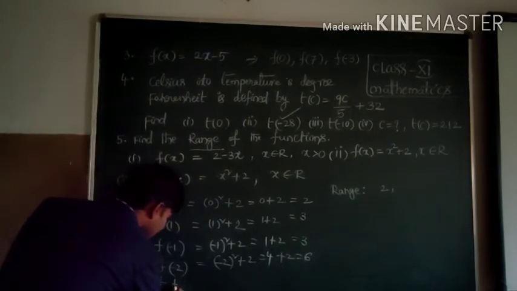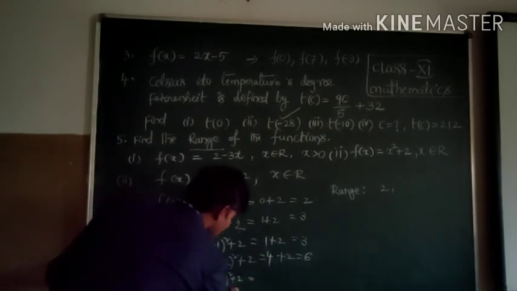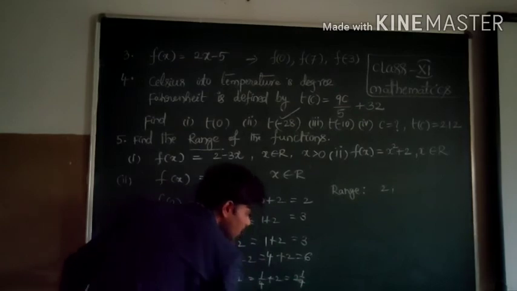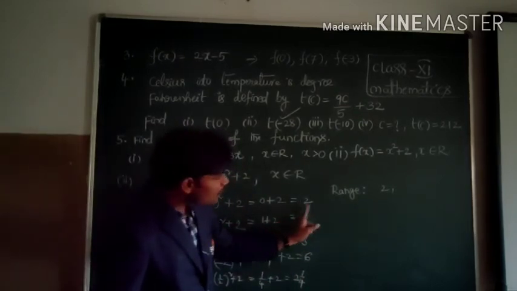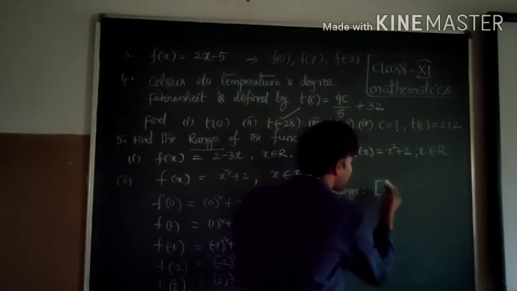Suppose I consider f of 1 by 2. That is equal to 1 by 2 whole square plus 2, which is 1 by 4 plus 2, equal to 2 and 1 by 4. That is also greater than 2, so the range starts from 2 here, and 2 is included, so you should keep a closed bracket, right?